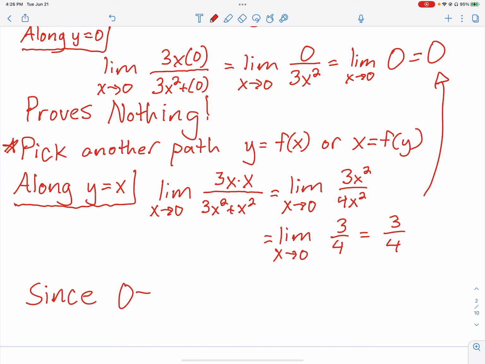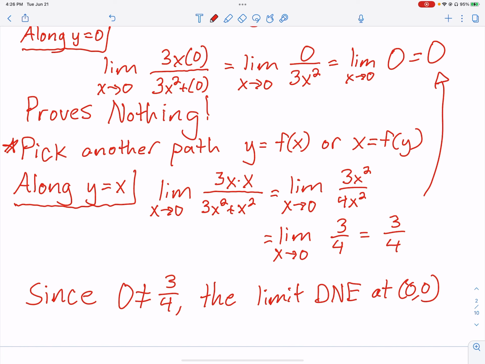Since 0 does not equal 3/4, the limit does not exist, by the two paths d and e at (0,0). That is the bare minimum. If you write less than that, I will count off. Some form of that. If you want to write it out, like in my notes, I say, since the two paths lead to two different points, 3/4 does not equal 0, then the limit does not exist. That's what I did. This is the bare minimum. I don't want less than that, so please write at least that much.